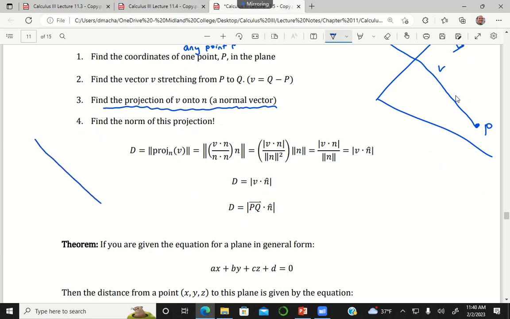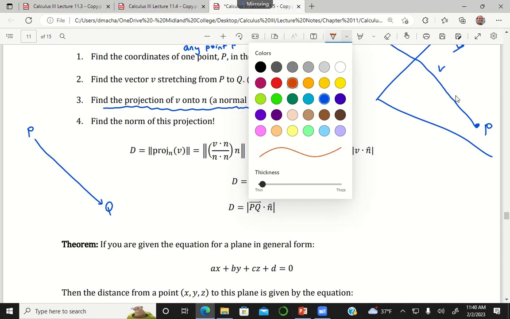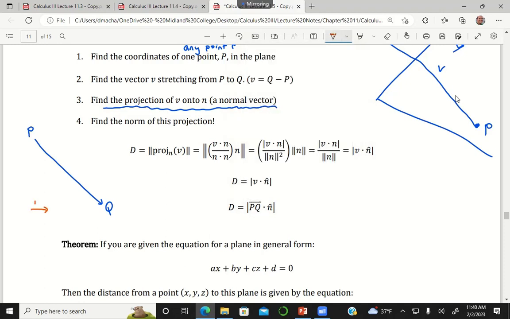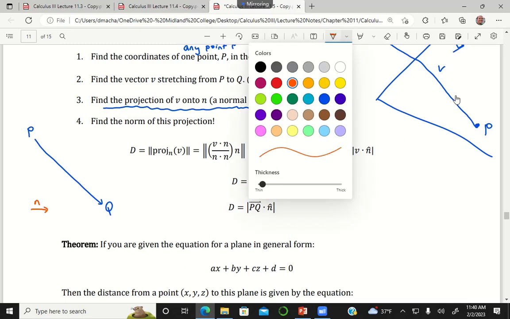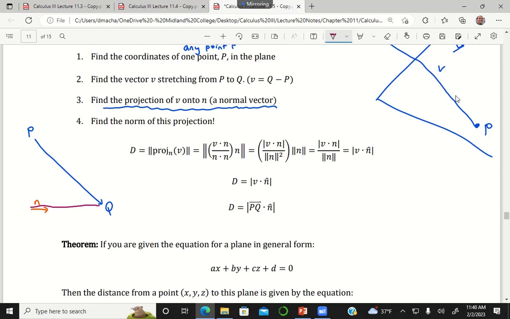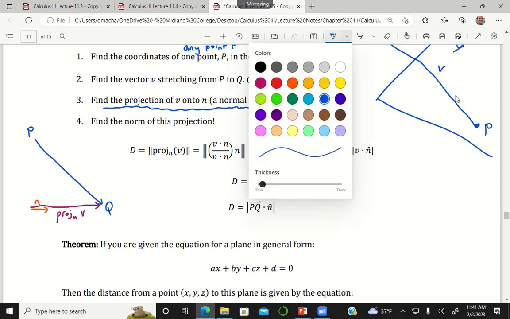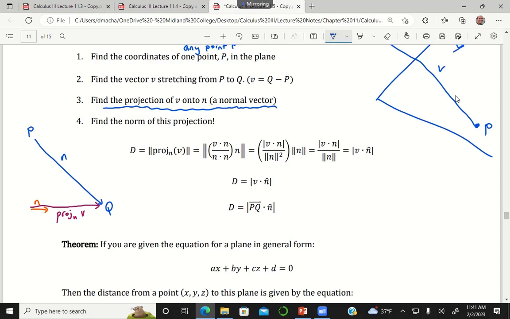So just to draw another diagram here, if this is my point P in the plane and this is my point Q out in space, and then here is just some old normal vector, taking the projection of this blue vector onto my normal vector N, that projection would look like this. And so that projection is going to give me the distance that I want.